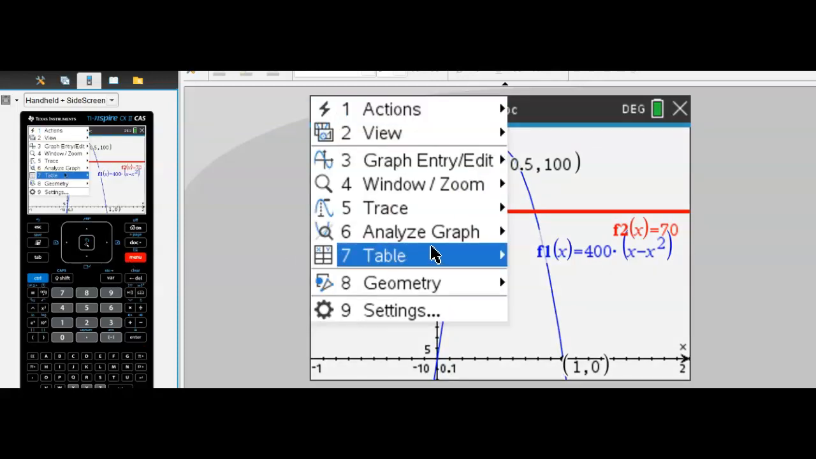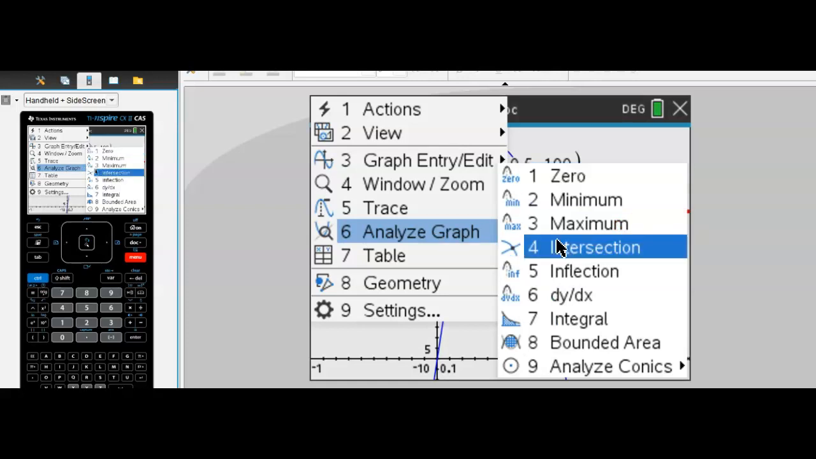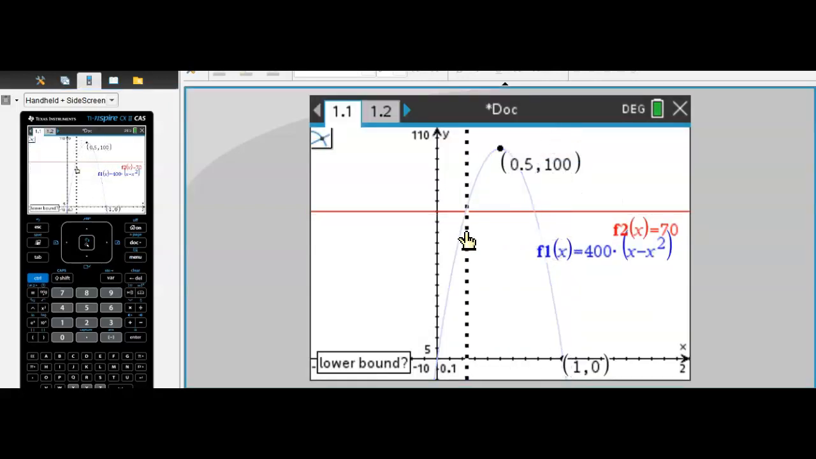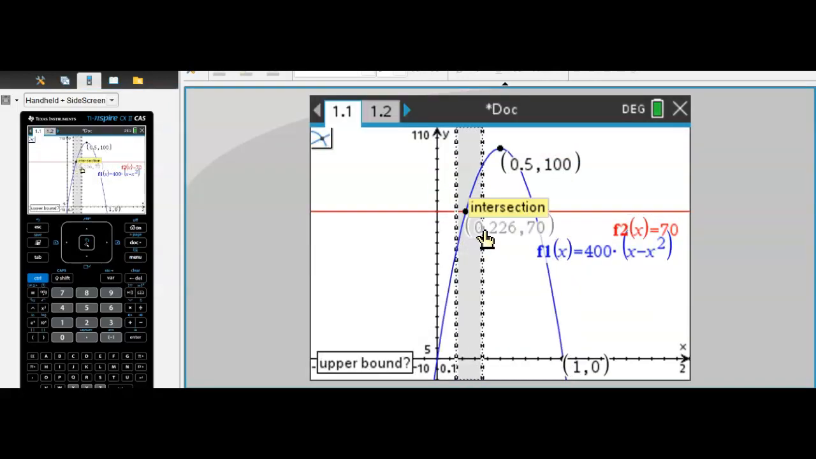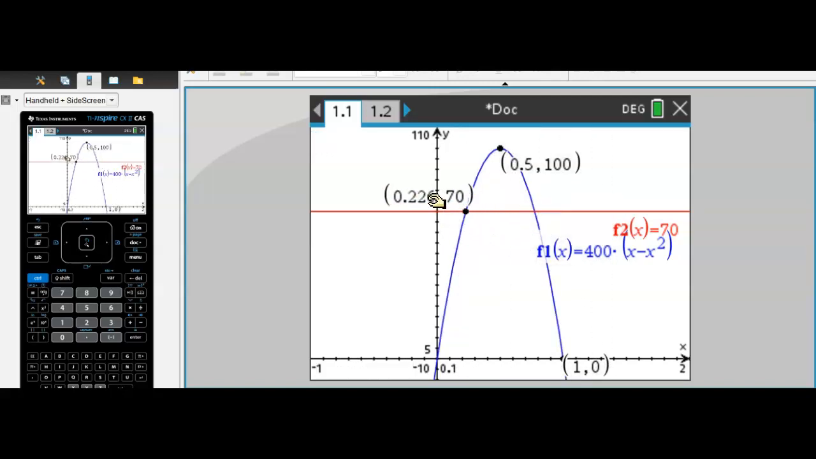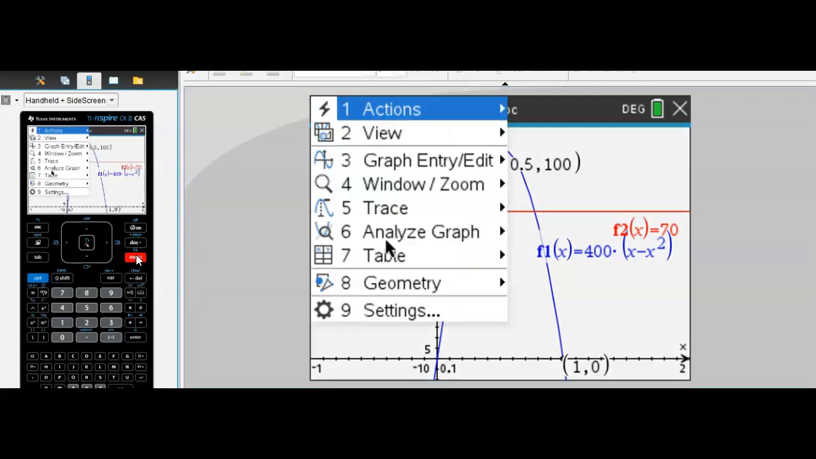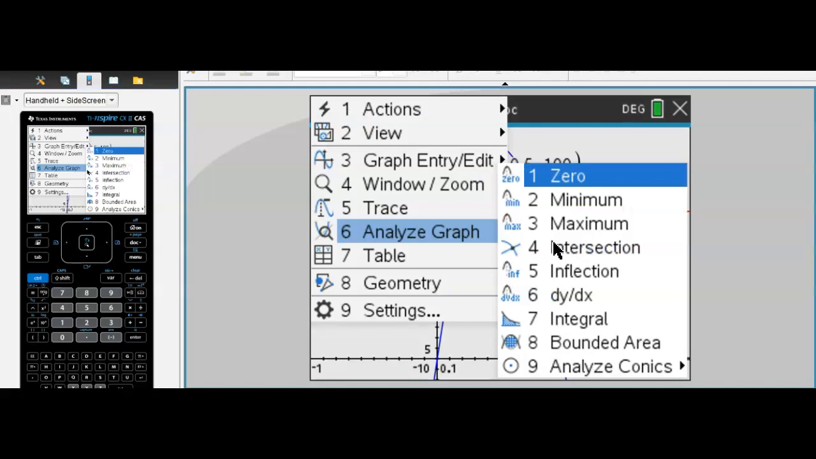So we just need to find the intersection of the two graphs at those 2 points. So we go menu, analyze graph, intersection. It wants you to go to the lower bound. I think you can only do 1 point at a time. So there's your first point. Okay, so x equals 0.226. And then the other point, we do the same thing.